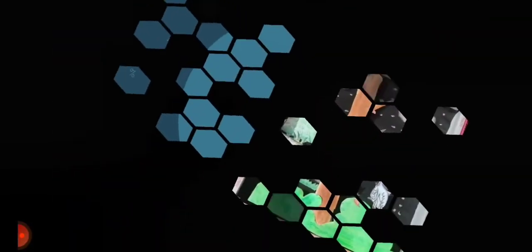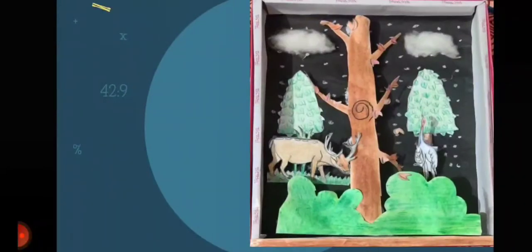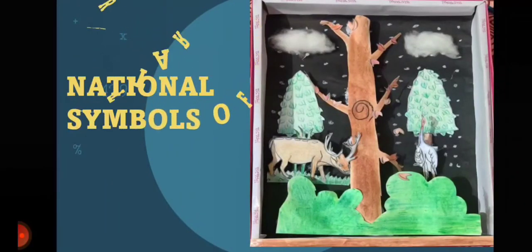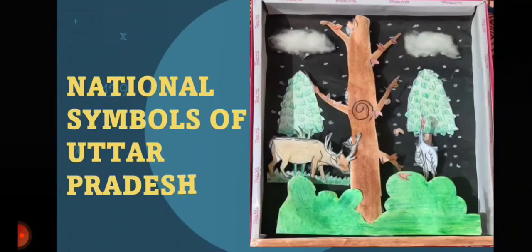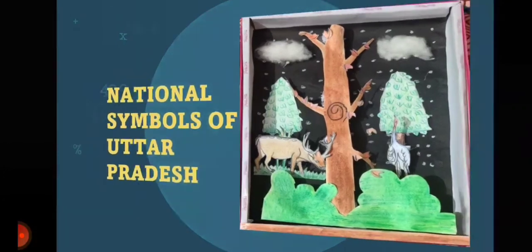Now, some symbols are also here, like state animal, state bird, state flower, state tree. We should also have the knowledge of it, like swamp deer, crane, palas and ashoka.